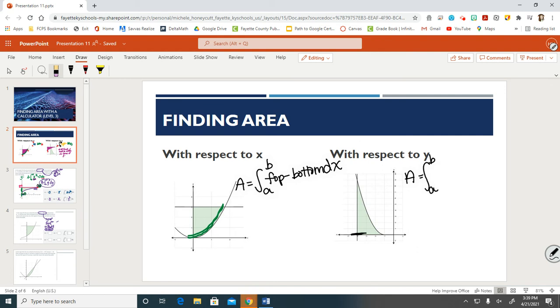But this time, the a and the b are y values. So the lower y value to the upper y value of the curve on the right minus the curve on the left. L-E-F-T, left. And when we do that, we need to do it with respect to y.